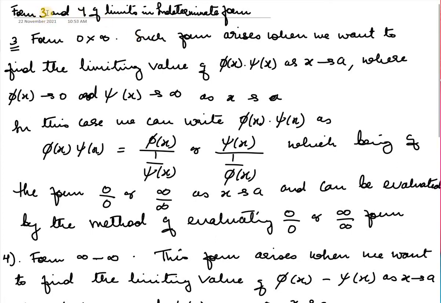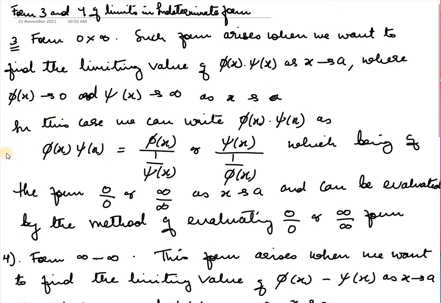In this video, I'm going to explain how to find limits in indeterminate form for type 3 and type 4. Type 3 is of the form 0 into infinity. This case arises when we want to find the limit of a function of the form phi x into psi x as x tends to a. If the limit is of 0 into infinity form, then we can always reduce it to either 0 by 0 form or infinity by infinity form.